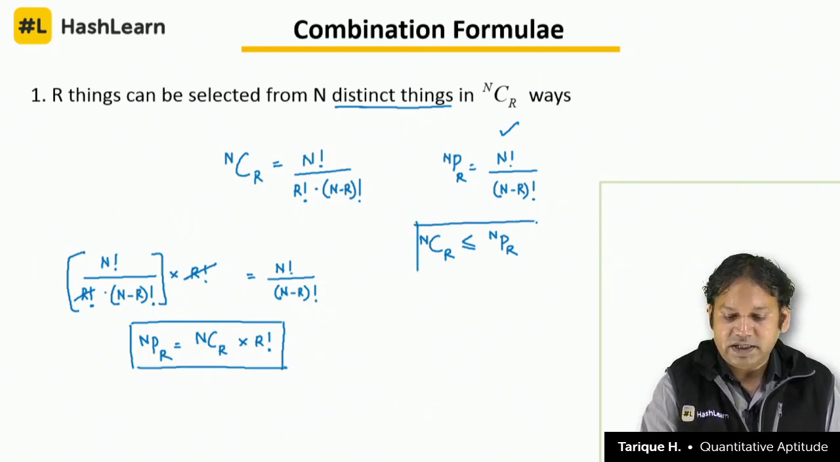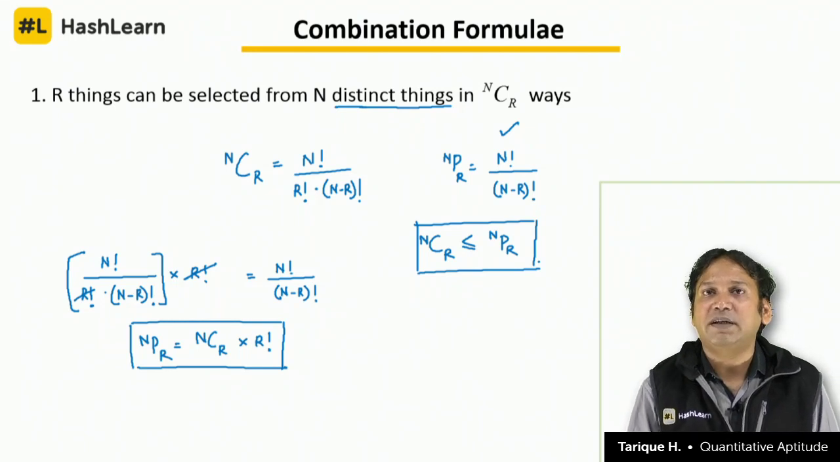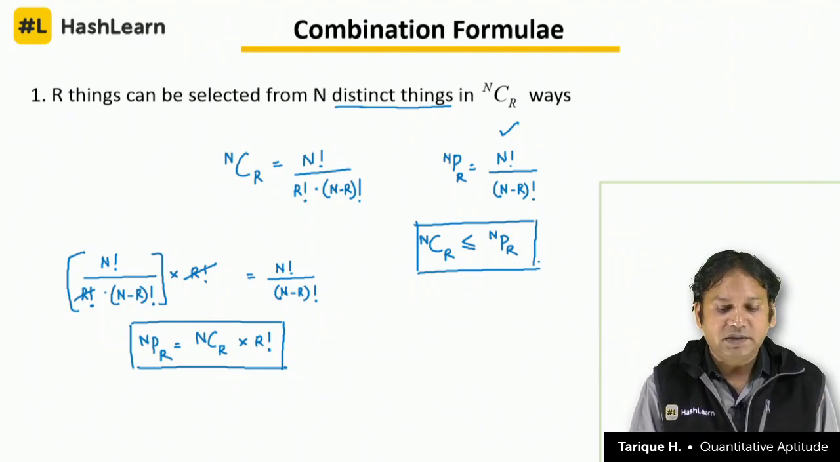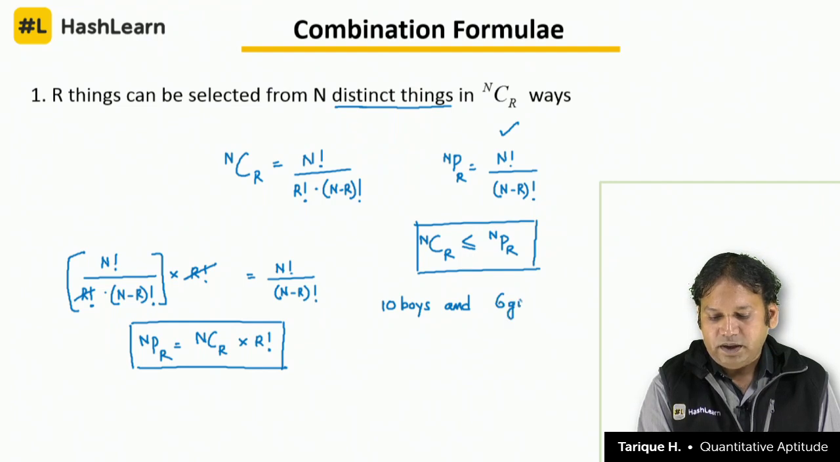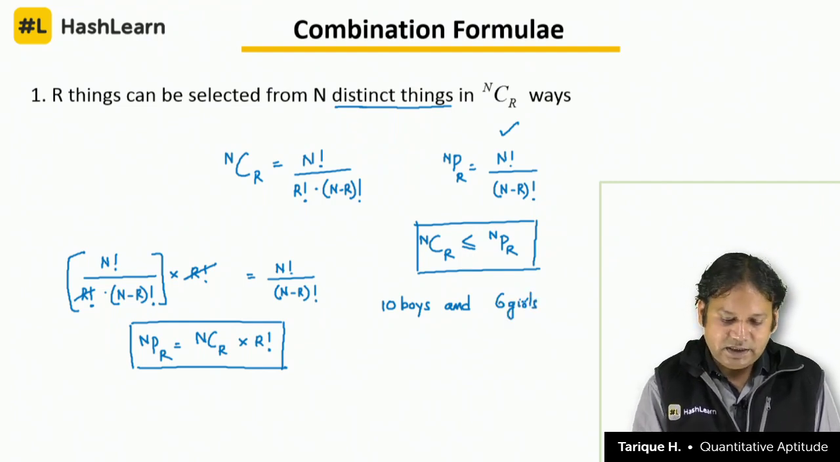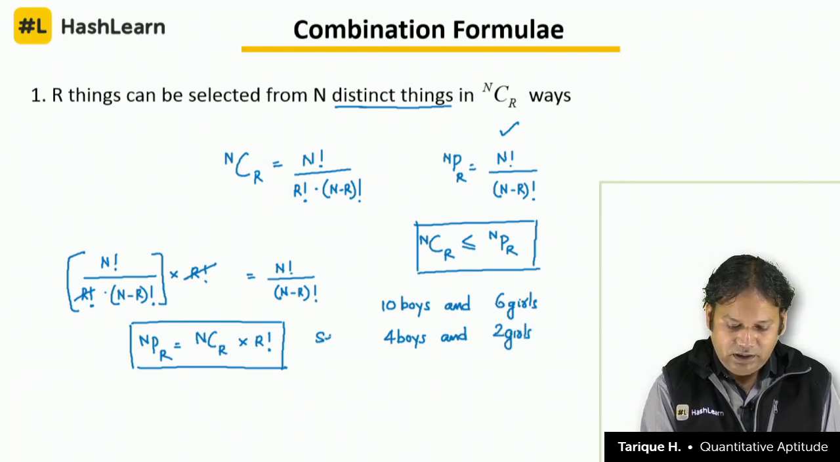So two important things to understand here: the comparison of combination and permutation. Overall, this is the main formula of combination. In how many ways can you select R things from n distinct things? The answer is NCR. Let's say for example there are 10 boys and 6 girls. In how many ways can you select a team of 4 boys and 2 girls? You have to select a team, you have to make a team.